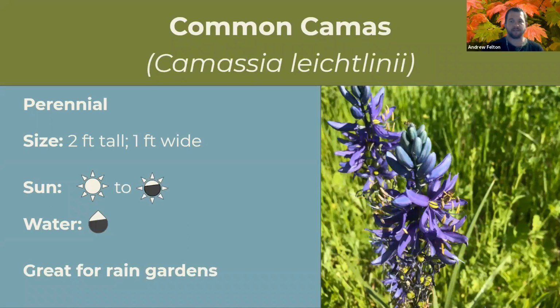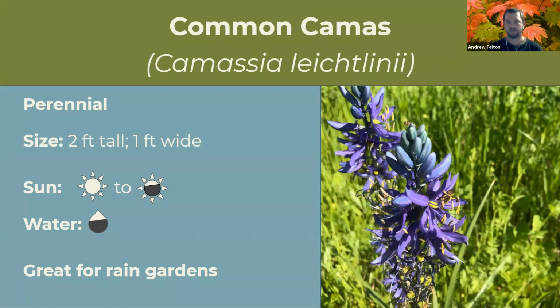Now, another great plant to consider is common camas. Common camas is a great plant for rain gardens. If you do have a rain garden that's coming off one of your downspouts at your home or your space, common camas is a great plant to consider. It has these purple, blue flowers that you can see that will shoot up and provide this nice plant stalk that's going along the way.